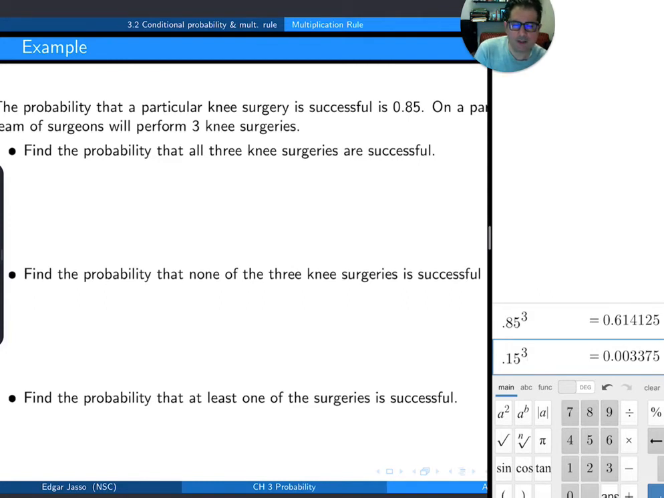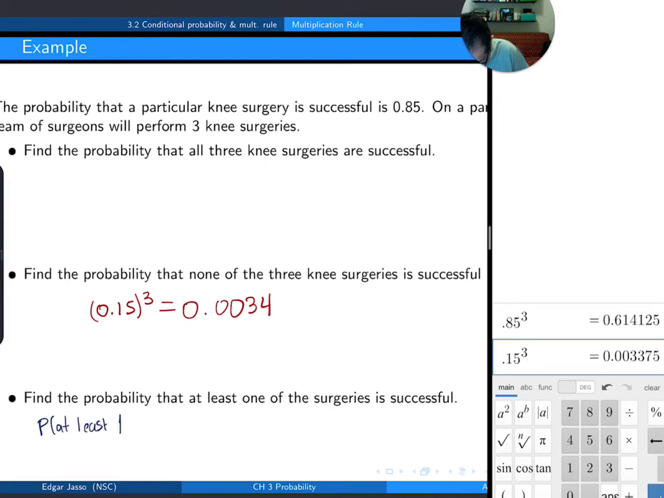So if this didn't happen, if it's not true that at least one was successful, let me paste what I had here. So this was the answer for the last question. That was the answer for none of them were successful. Okay, so all three were failures. So the complement of all three failures is exactly what I'm asked on the third one, right? So I'm going to write here something like the probability of at least one success is equal to 1 minus the probability of all failures.